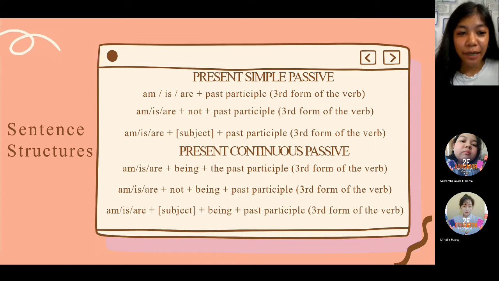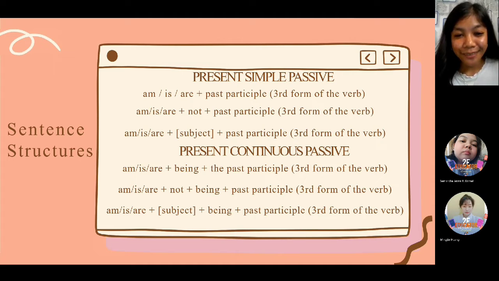So again, to make statements with the present continuous passive, we use is or are, plus being, plus the past participle form of the verb. In negative form, we add the word not between is or are and being, plus the past participle form of the verb. Also, to form a question in present continuous, our structure must be is or are, plus the subject, plus the word being, plus the past participle. Okay, I hope you remember how our sentences were structured according to their use. All right, let's now proceed to our activity.